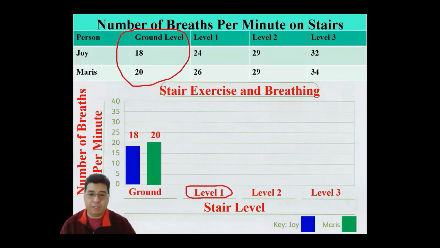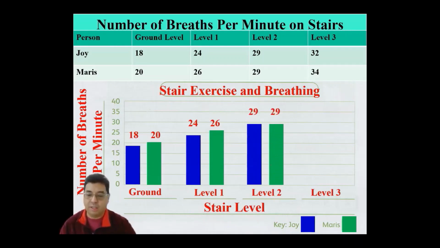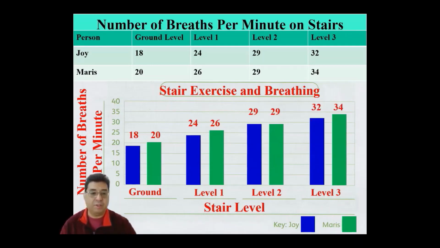For level 1, I'll do the same thing. I'll do Joy, then Maris, and then put the numbers. Level 2, same thing. I'll put Joy and Maris, and then the numbers. And then for level 3, same thing here. So I'll put Joy and Maris, and then the numbers here. So I filled in all the information that gives us how many breaths that each person took on each level of stairs.